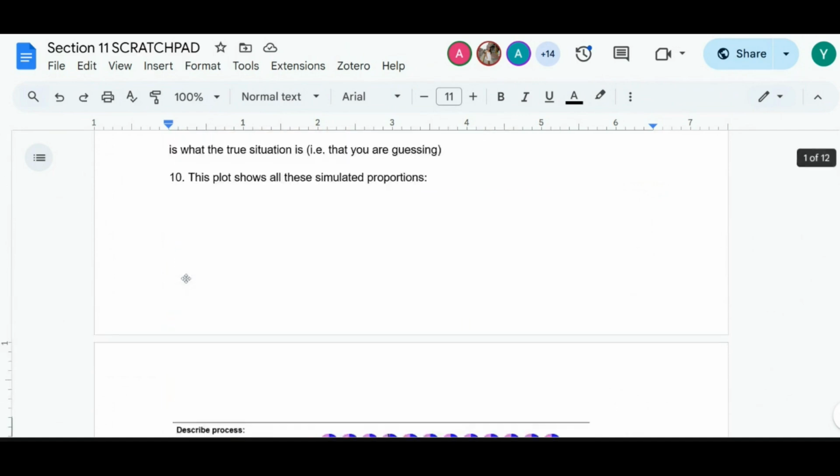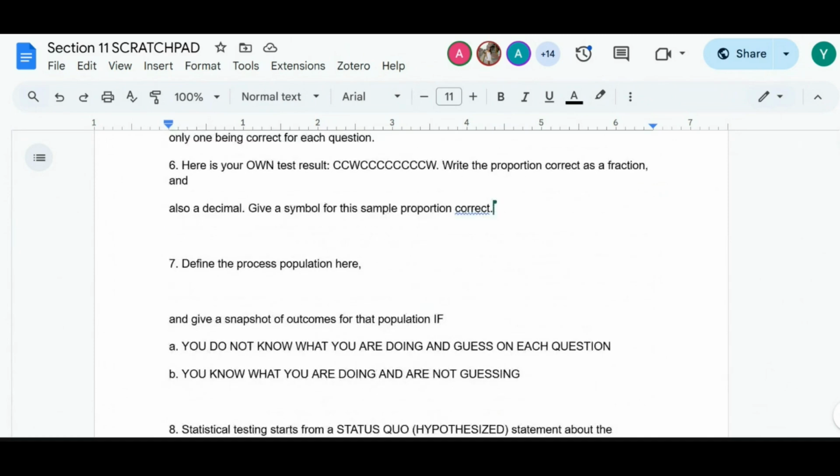Okay. I think most of you are kind of ready. Can we start contributing to this? Thank you. So what is your own test result? CCW, CCC, CCW. What is the proportion correct? How many questions on this test? Wait, was it 16? No, it wasn't 16. 12, right. So it's 10 out of 12. That's right. Good.